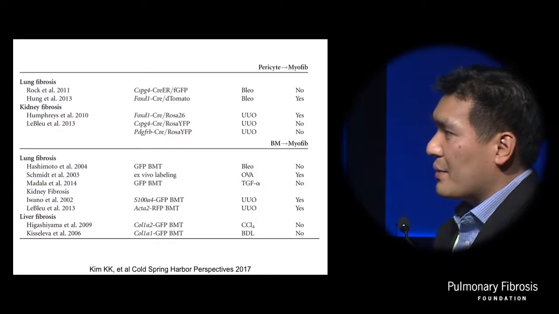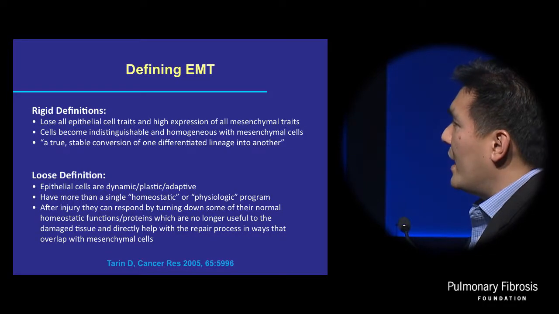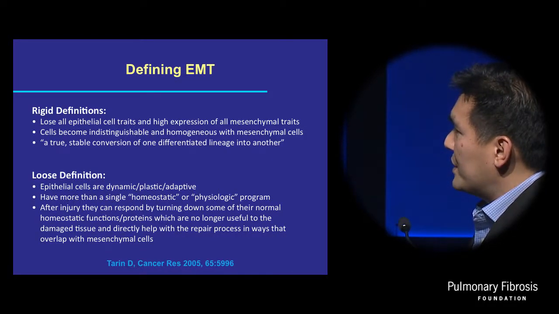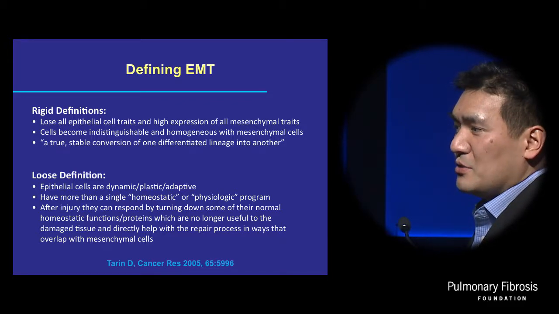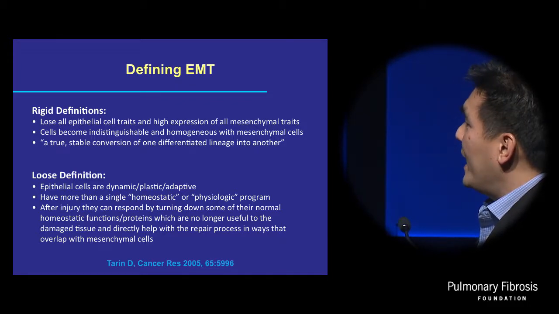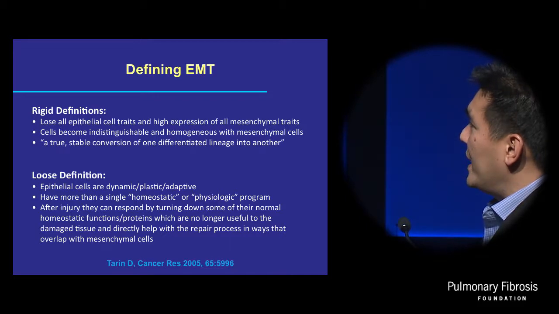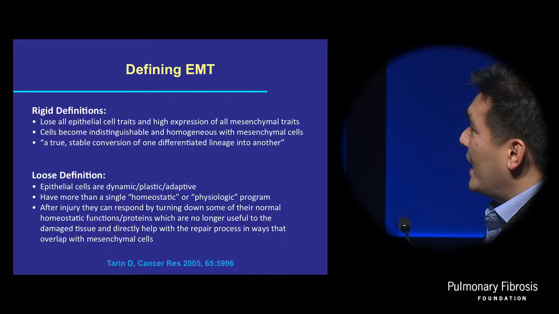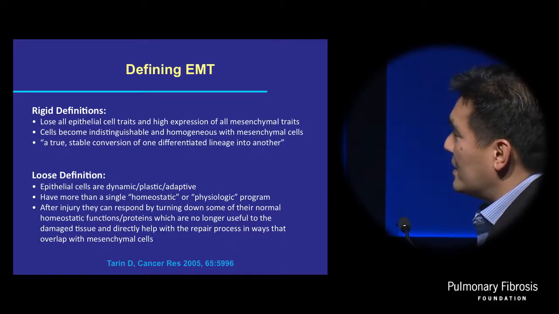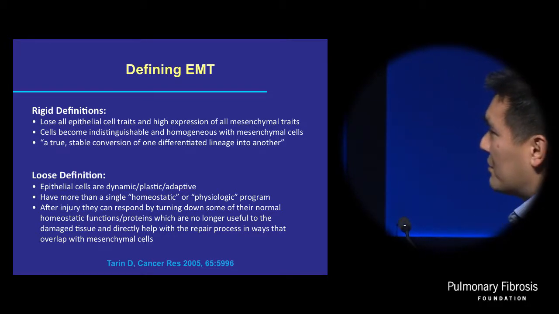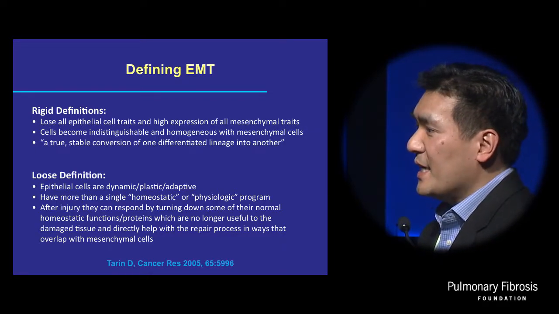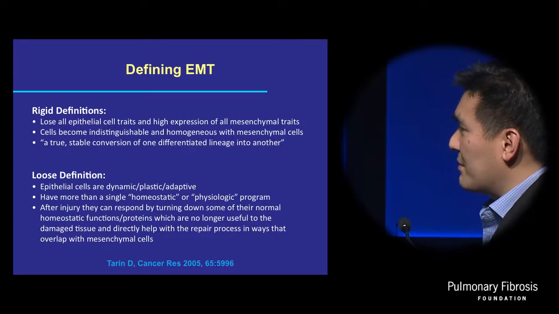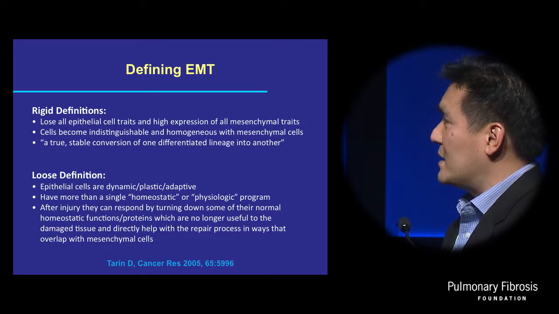I think at least part of the problem is in how we define EMT. You can have a very rigid definition, which is to say that epithelial cells must lose all epithelial traits and gain expression of all mesenchymal traits. They must become indistinguishable and homogeneous. One author describes it as a true stable conversion of one differentiated lineage into another. And I would argue, almost from a semantic basis, that makes EMT during fibrosis impossible.